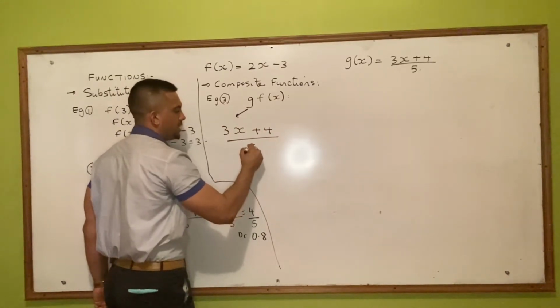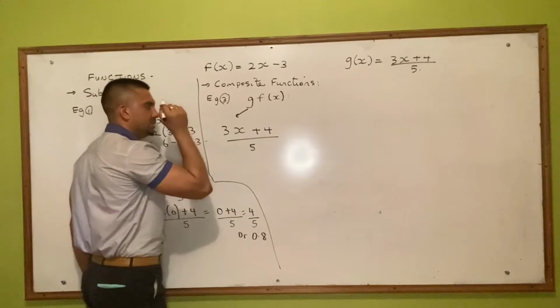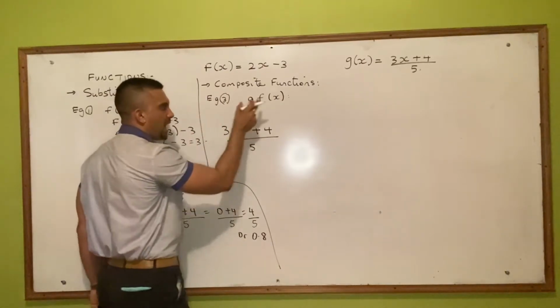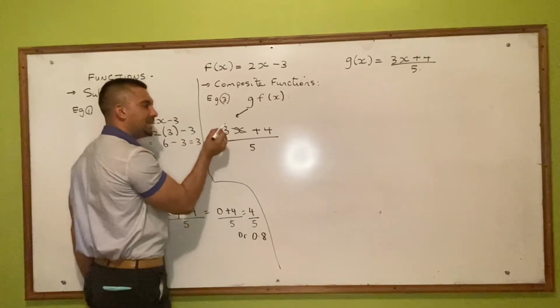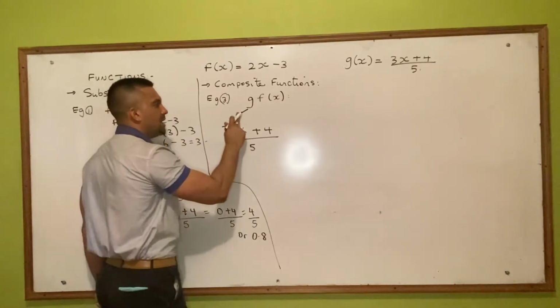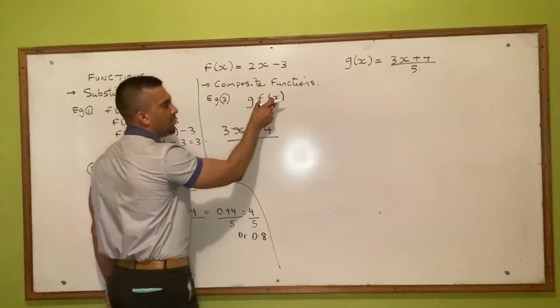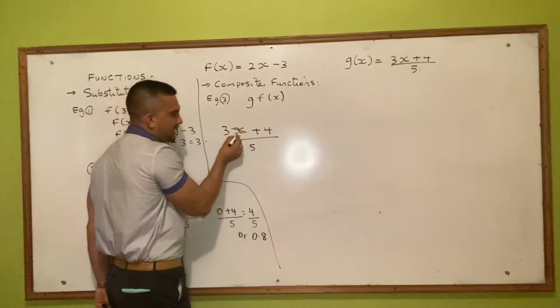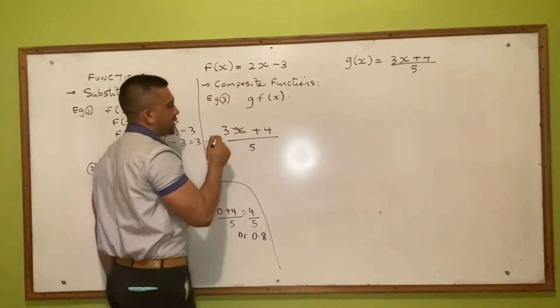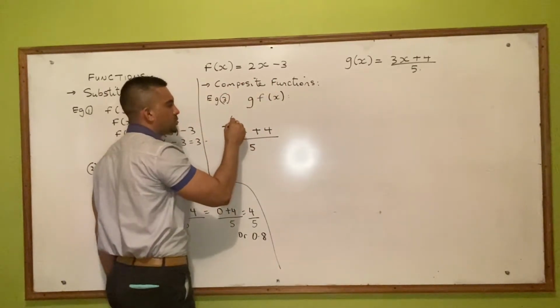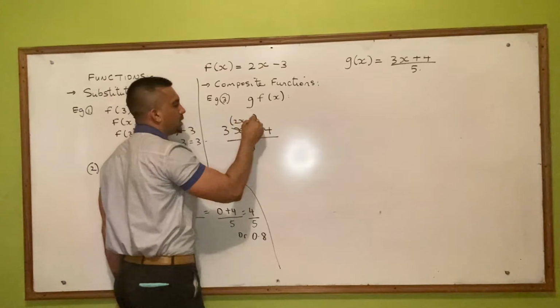When you write out that function, we're taking that function and we're replacing the variable with the next function. So anywhere you see x, you're taking out that x and replacing it with the next function, the f of x function. f of x is 2x minus 3. So if the x is replaced with 2x minus 3, this is how it will look.